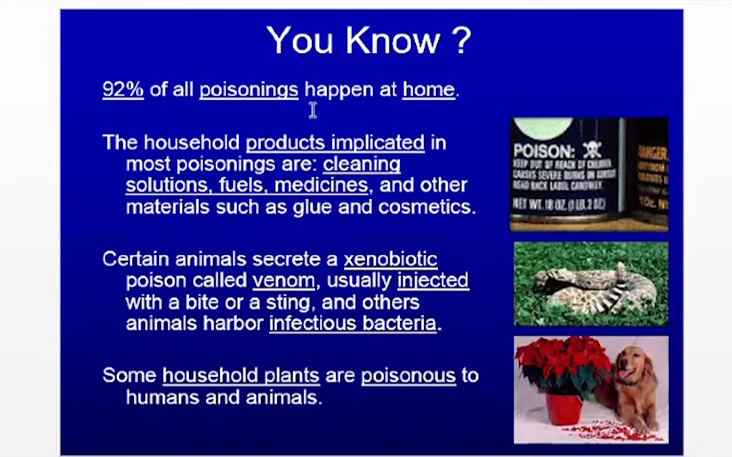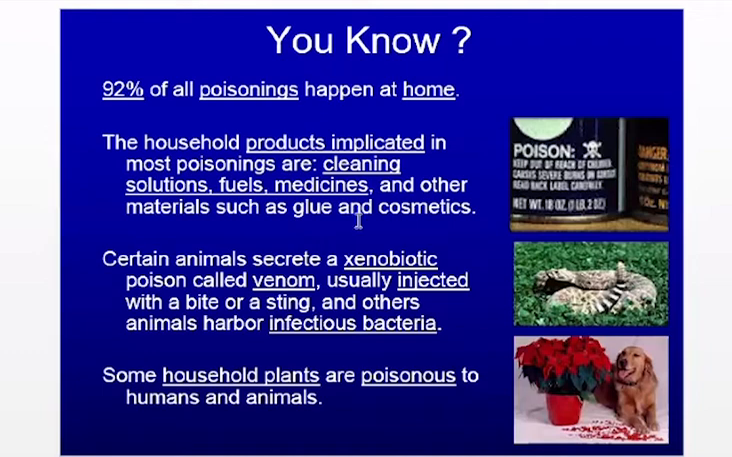So certain animals, such as snakes, they can excrete xenobiotic poison called the venom, usually injected with a bite, or it can be a sting if it is coming from other insects. And other animals have infectious bacteria. They may be carrying the infectious bacteria that may result into infection. Beyond that, the poisons can also come from household plants. There are certain plants that you should be aware of at home that may be poisonous.